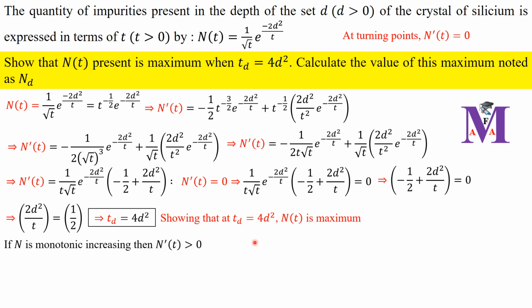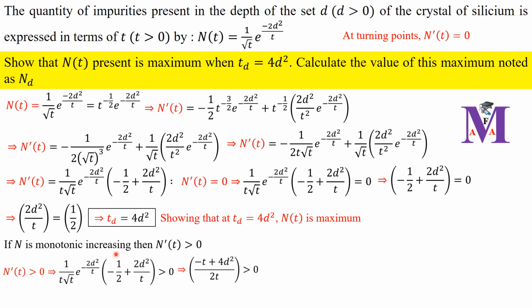Because t of d equal to 4d squared is the t coordinate of the turning point, we need to determine if the turning point is maximum or minimum. You can either use a second derivative test or you do what I'm about to do. So if the function is monotonic increasing, then n prime of t is greater than 0. So n prime of t greater than 0 means that all of this is greater than 0. But this function here is always greater than 0 for all values of t that is greater than 0. So at the end, for this to be greater than 0, then just this needs to be greater than 0.